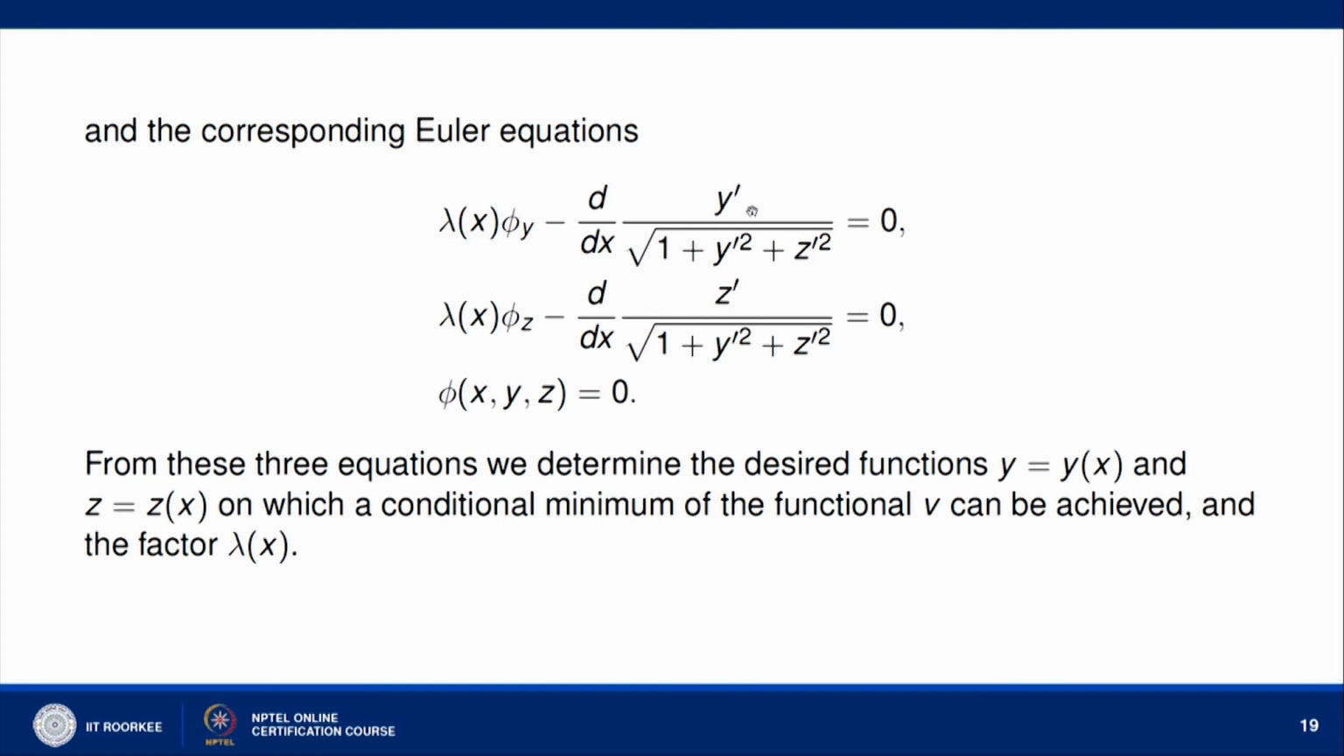The corresponding Euler's equations reduce to lambda x phi y minus d by dx of y dash upon under root 1 plus y dash square plus z dash square equal to 0. Similarly corresponding to z, lambda x phi z minus d by dx of z dash upon under root 1 plus y dash square plus z dash square equal to 0, and the condition phi of x comma y comma z equal to 0. So from these three equations we can find out the functions y equal to y of x and z equal to z of x, on which the minimum of the function can be achieved, and we can also find out the function lambda x from these three equations.